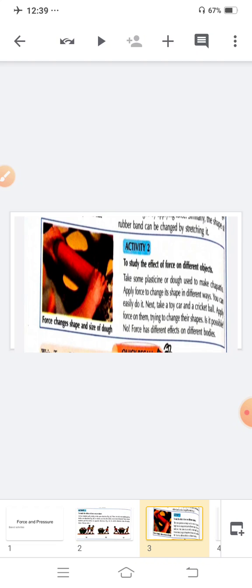With this we can conclude that with the help of force we can change many things in an object, but it is not compulsory that all objects show the same effects. In activity 2 we saw that with the help of force we can change the shape of rubber. But with the same amount of force we cannot change the shape of a car or a tree. So force shows different effects on different bodies.